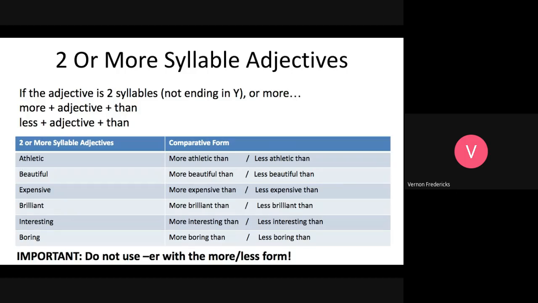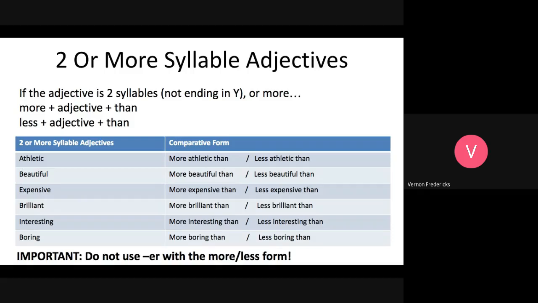Expensive is the next adjective. How many syllables are in the word expensive? Expensive. Okay, so there are about three syllables there. Remember the vowel sound, students, yeah? So in the comparative form, I can say more expensive than or less expensive than. An example would be my ticket is more expensive than your ticket. Your ticket is less expensive than my ticket.